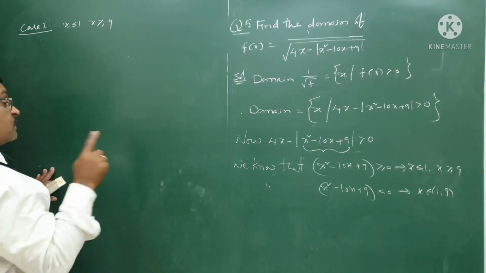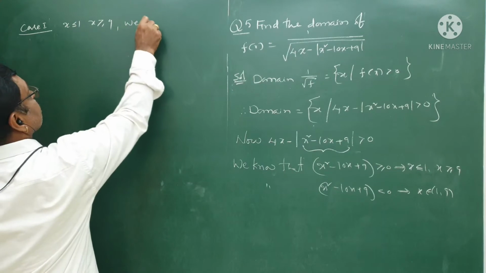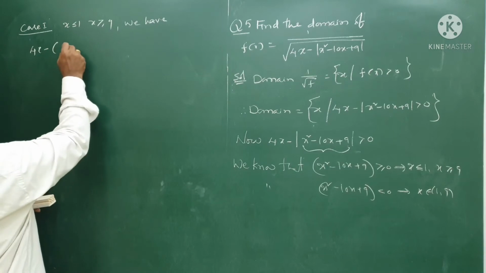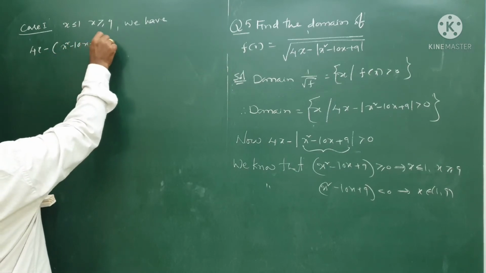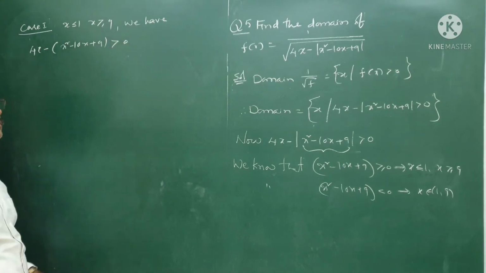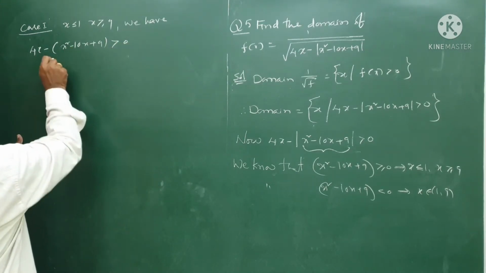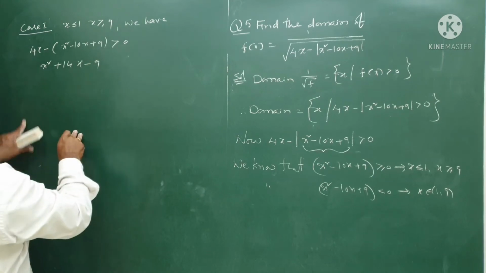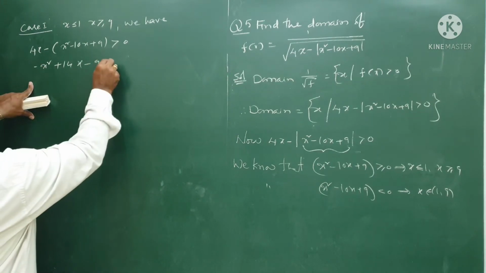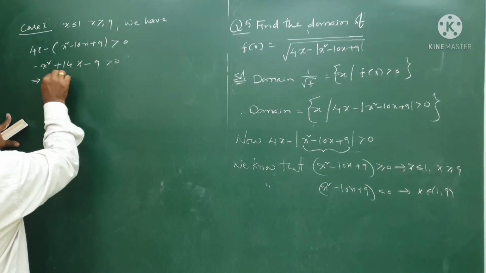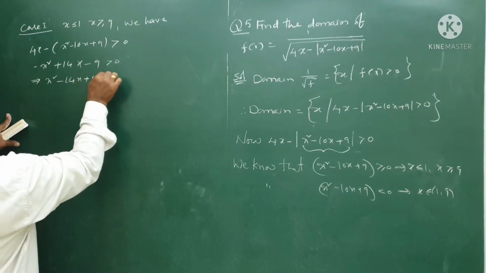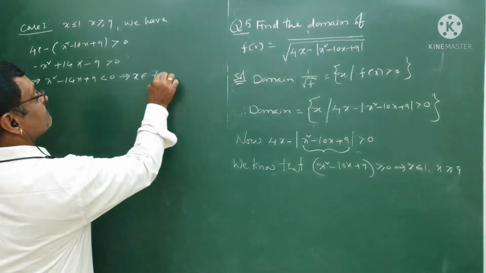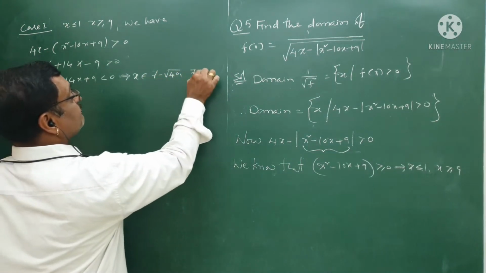So, remove the mod symbol, put the positive sign. We have 4x minus (x square minus 10x plus 9) is greater than 0, or we can go for x square minus 14x plus 9 is less than 0. So this implies x belongs to (7 minus root 40, 7 plus root 40).